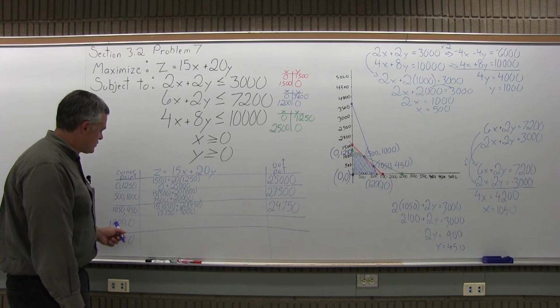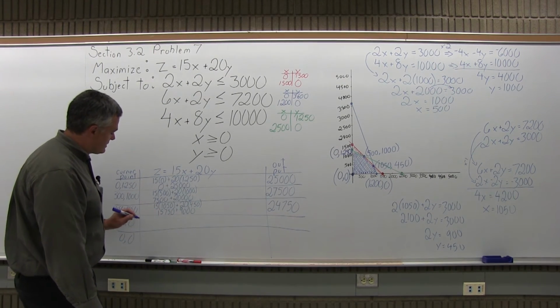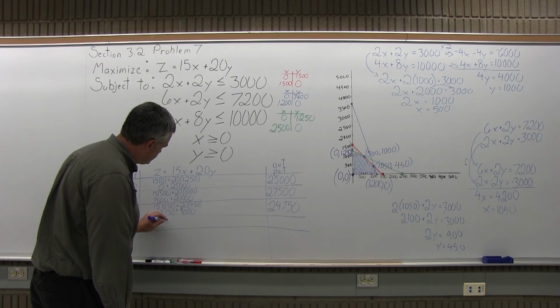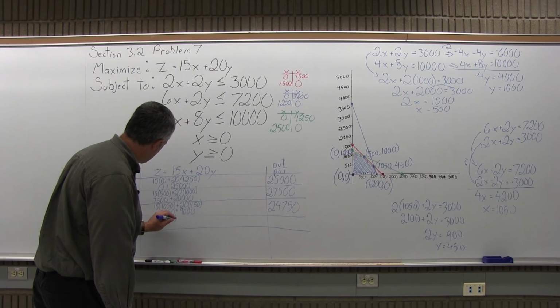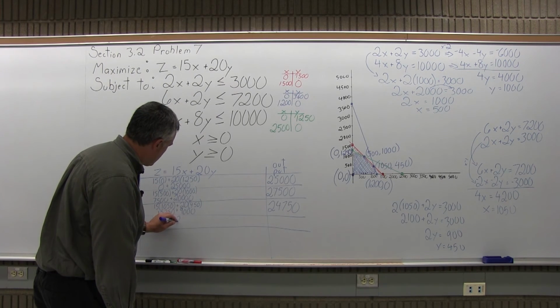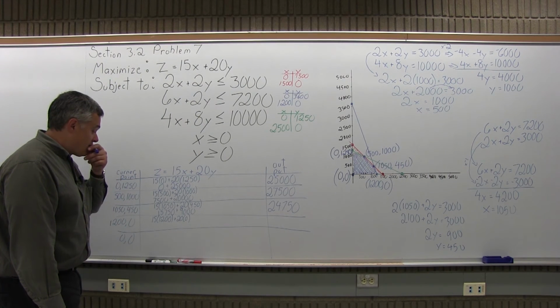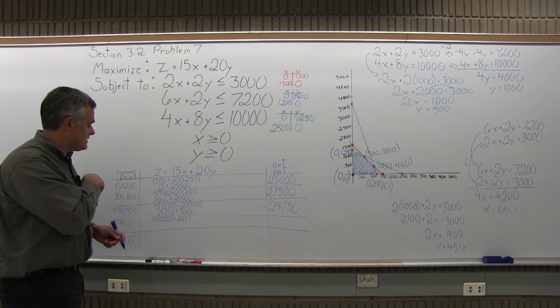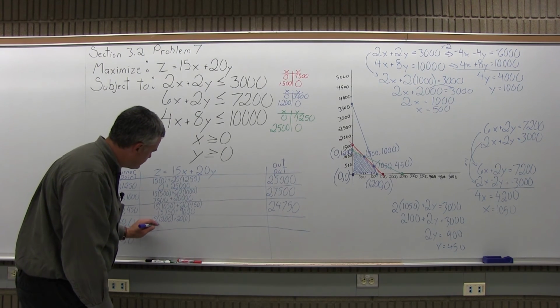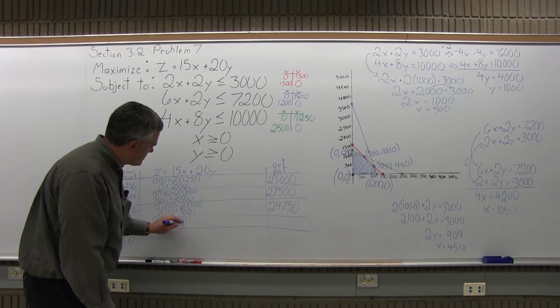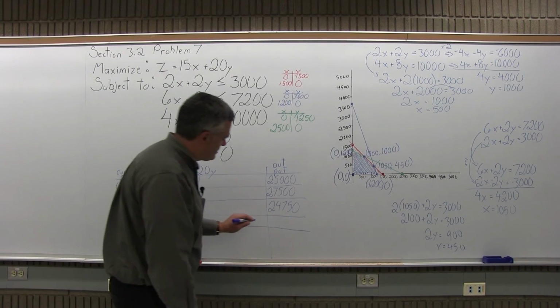And the next corner point down, x is 1,200, y is 0. So 15 times x is 15 times 1,200, and then 20 times y is 20 times 0. So 15 times 1,200 is, let's see, it's 18,000. And then 20 times 0 is 0. 18,000 plus 0 is 18,000.